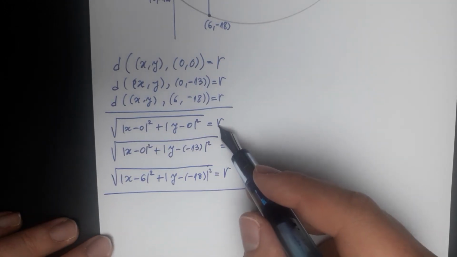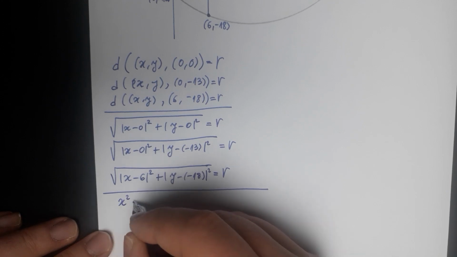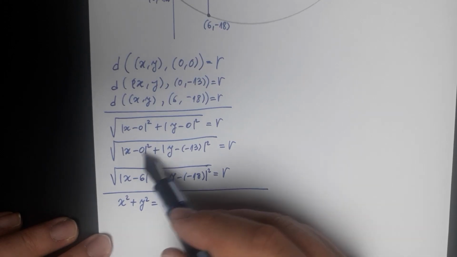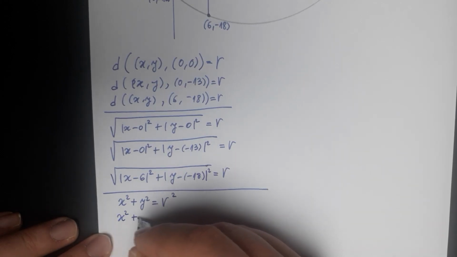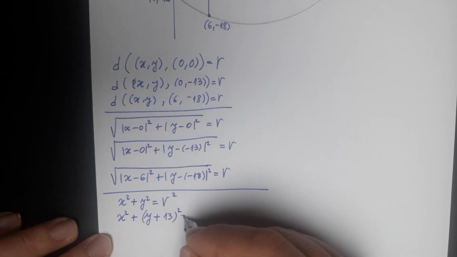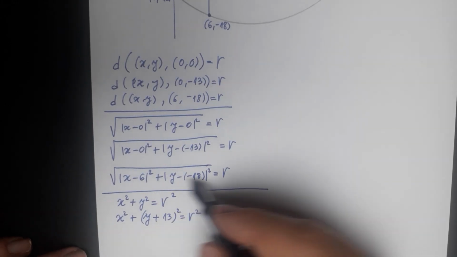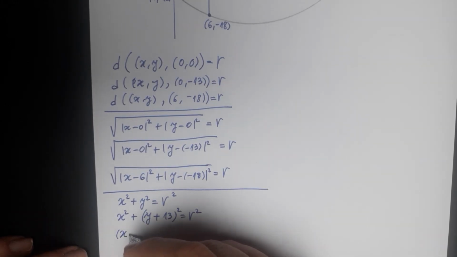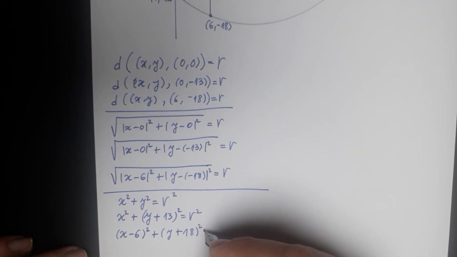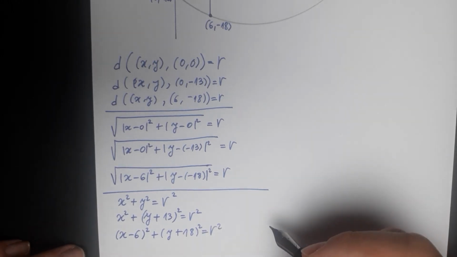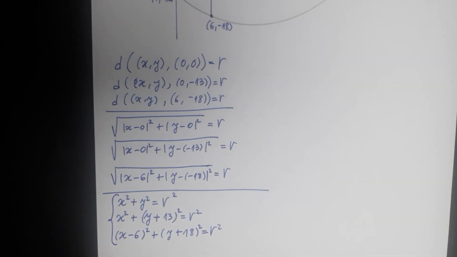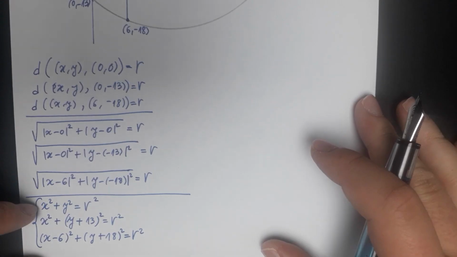What we have from the first equation now is the equation x squared plus y squared is equal to r squared. In the second equation, we get that x squared plus y plus 13 squared is equal to r squared. And in the third equation, we get that x minus 6 squared plus y plus 18 squared is equal to r squared. And we have to solve this system for x, y, and r. Let's solve this system of equations.